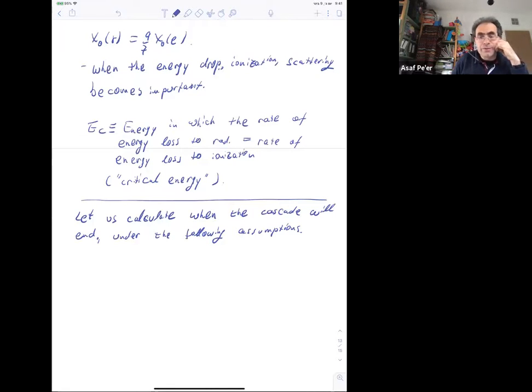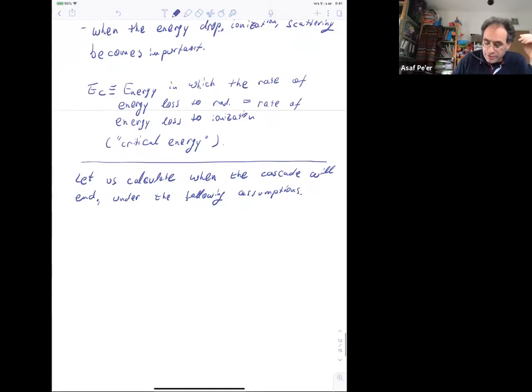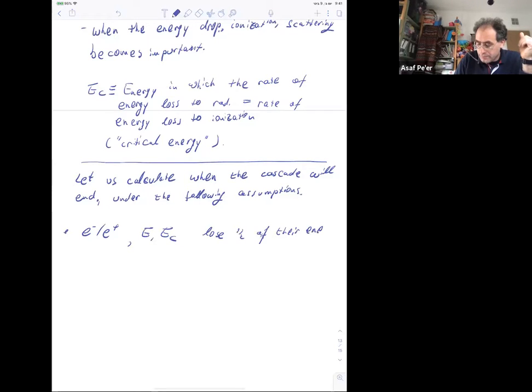Okay, so the assumptions we make are the most simplified ones. We say that we have an electron or a positron, right? We have energy E, which is greater than the critical energy. They advance one radiation length, and then they lose half of their energy by radiating to photons, right? Lose half of their energy to photons in one radiation length.